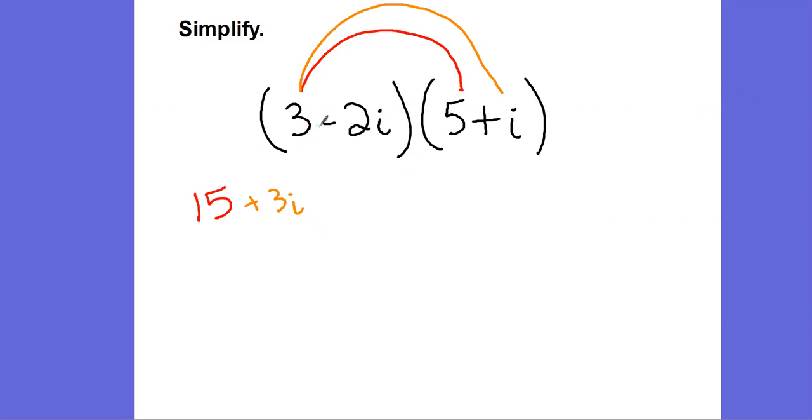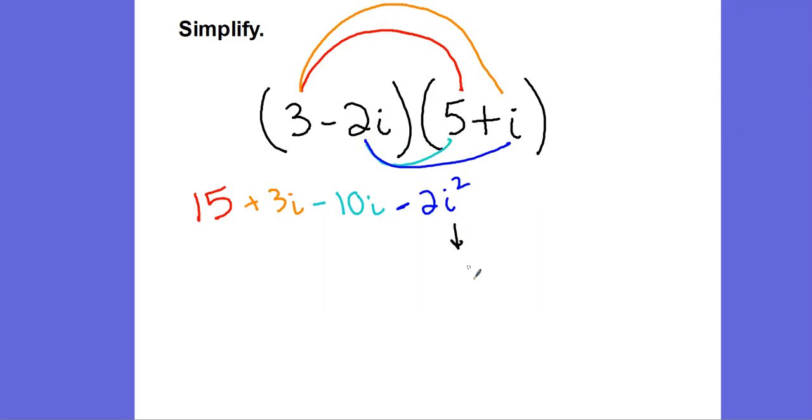Okay, we've taken care of the 3. Let's distribute this negative 2i. Negative 2i times positive 5, that would be minus 10i. And last but not least, negative 2i, include the sign there, times positive i would be negative 2i squared. All right, so we took care of the foiling process.